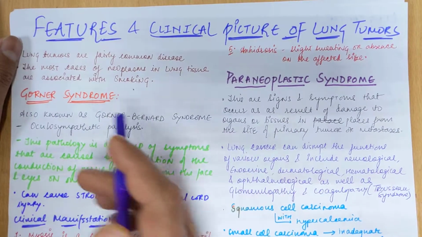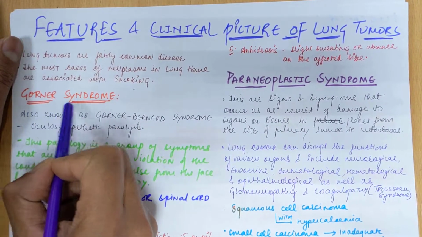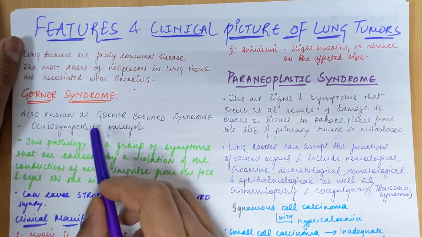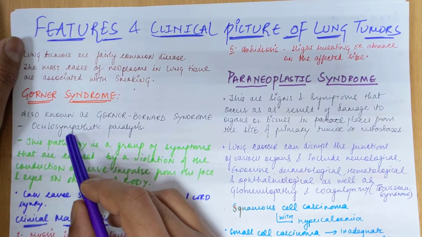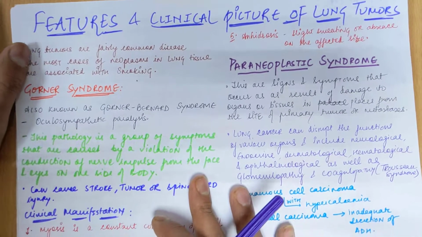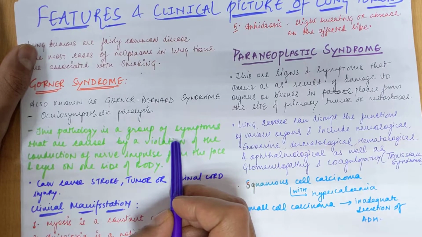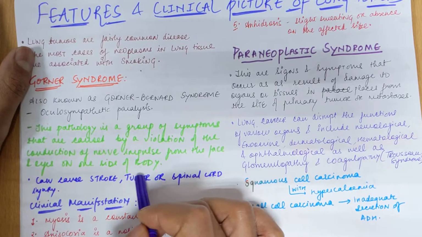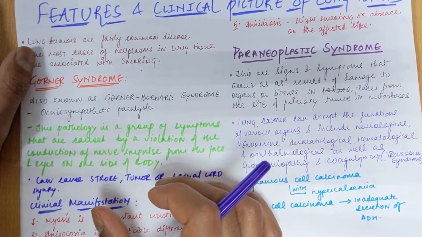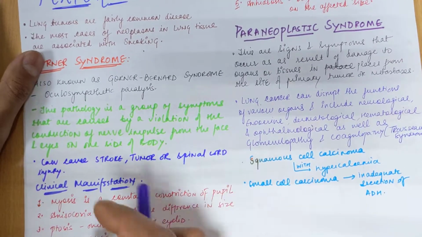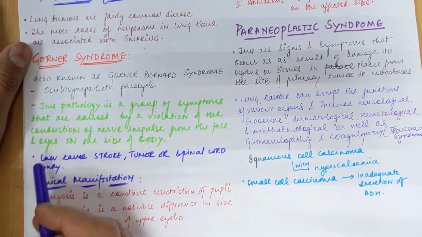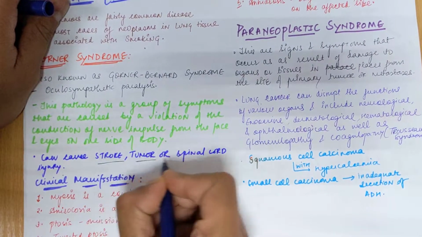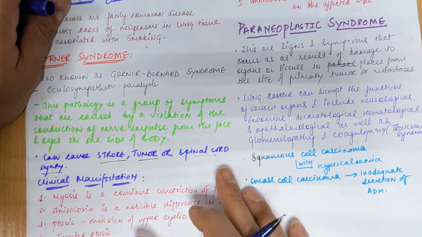Now we have one syndrome in this section that is called Gorner syndrome. It is Horner syndrome actually. It is also known as Horner-Burden syndrome or oculosympathetic paralysis. In this pathology, there is a group of symptoms caused by violation of the conduction of the nerve impulse from the face and eyes and on one side of the body, that is called paralysis. This can also further lead as a complication to stroke and tumor, spinal cord injury. So these are the main complications which can occur in this.